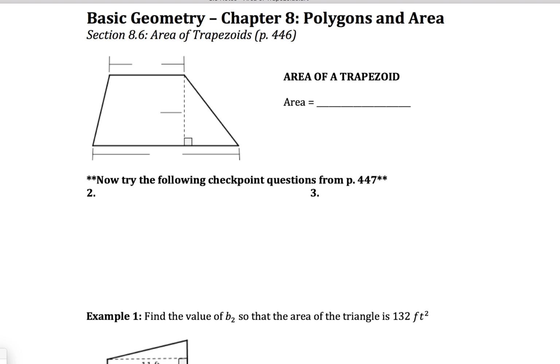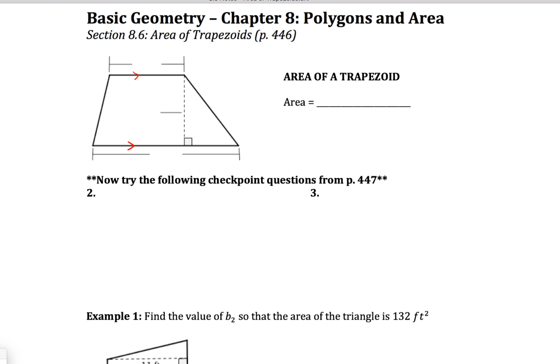Hello everyone. For this video today we are going to be looking at how to find the area of trapezoids. Now just as a reminder, a trapezoid is a quadrilateral, so it has four sides, and it has exactly one pair of parallel sides. And so we would see that these two sides on this particular trapezoid would have to be parallel. And remember, the parallel sides are called the bases of a trapezoid. The other two sides are usually called the legs of the trapezoid.